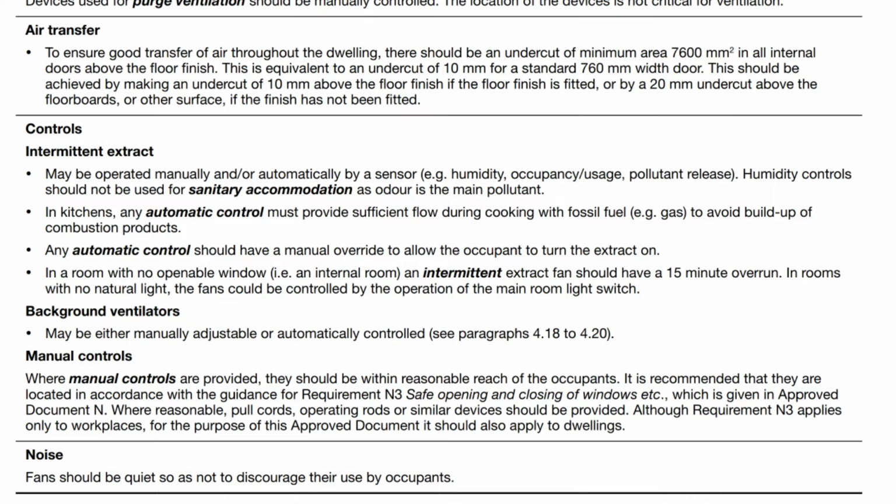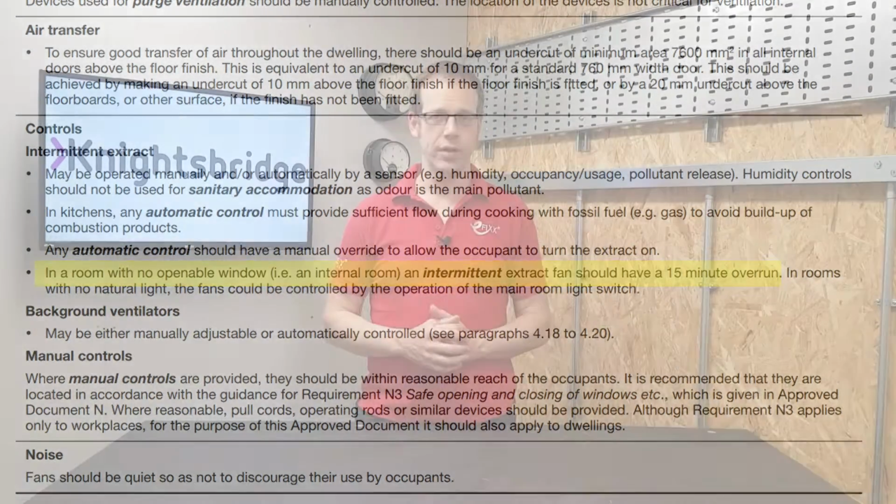The first is in approved document F of the building regs. In the section where System 1 is described, which makes use of background ventilators and intermittent extract fans, we see the direction that in a room with no openable window, i.e. an internal room, an intermittent extract fan should have a 15-minute overrun. There's similar direction elsewhere in part F relating to extraction in office spaces. So that's the basic requirement.